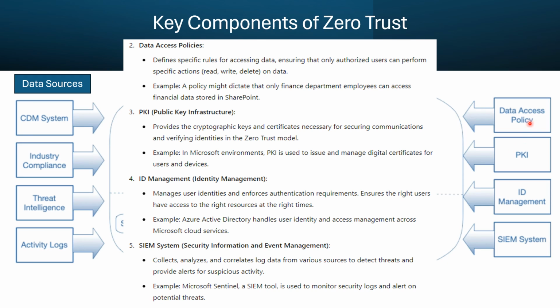The data and access policy defines specific rules for accessing data, ensuring that only authorized users can perform specific actions such as read, write, delete on the specific data. For example, a policy might dictate that only finance department employees can access financial data stored in SharePoint.